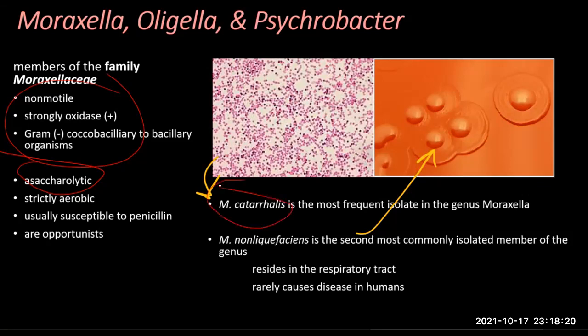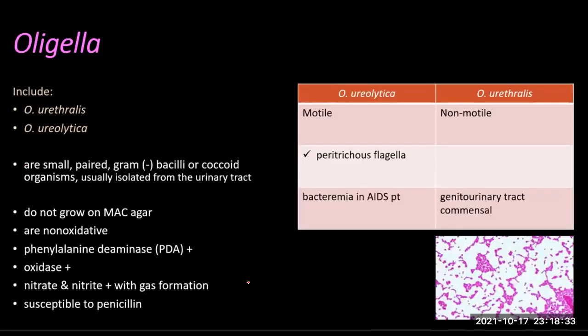M. catarrhalis is the most frequent isolate in the genus Moraxella. We also have M. nonliquefaciens, the second most commonly isolated member of the genus, which can be found in the respiratory tract, but the good thing is, it rarely causes disease in humans.